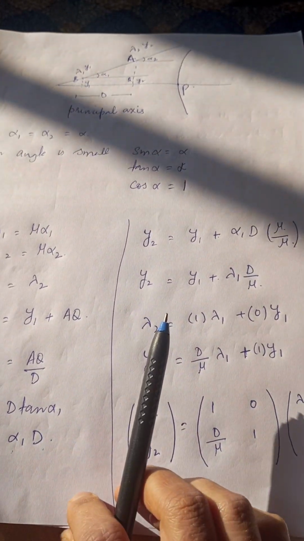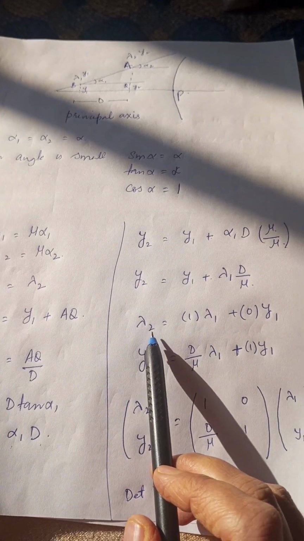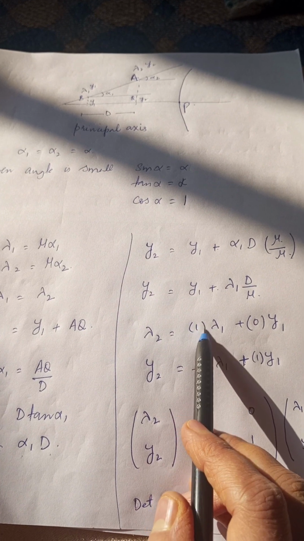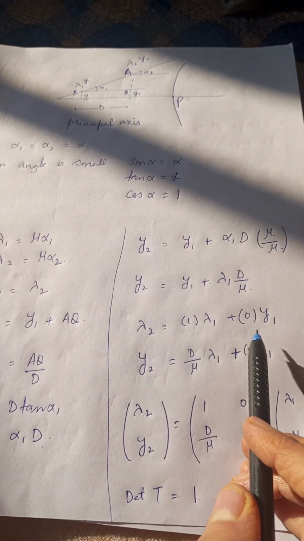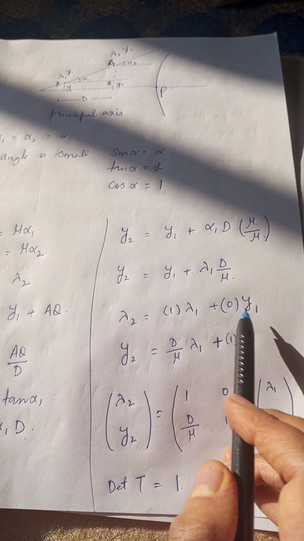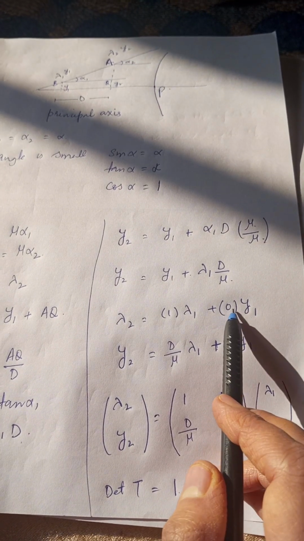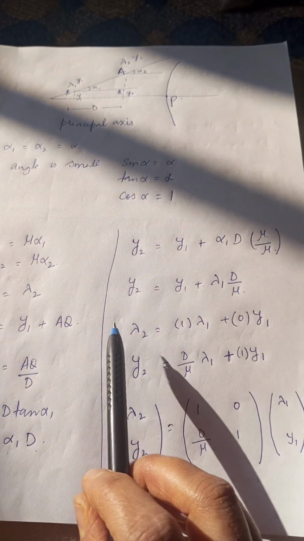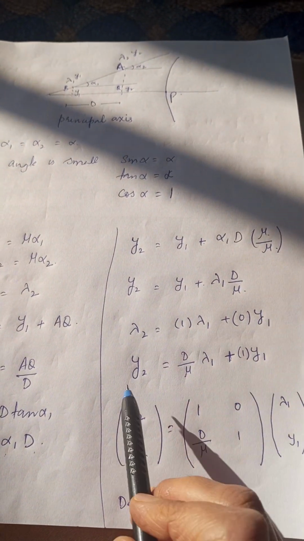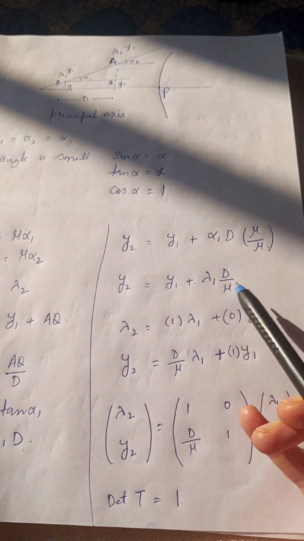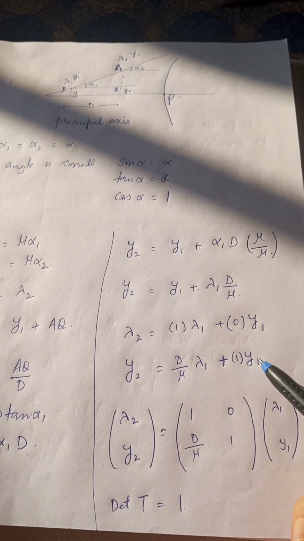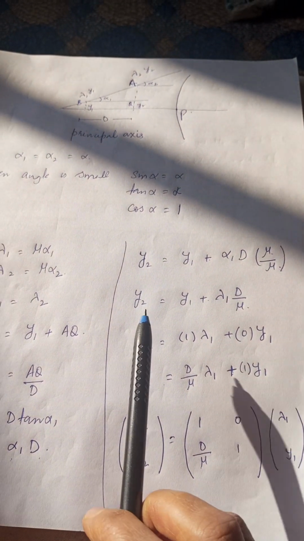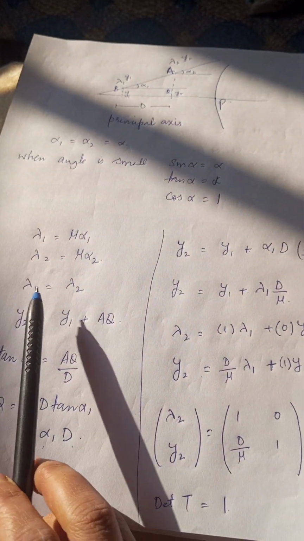Now let me try to arrange these equations. How much is lambda 2? Lambda 2 is simply lambda 1. But I can say that the coefficient of lambda 1 is 1. And if I also want to introduce y1 in this, the coefficient of y1 is 0. y1 into 0 is 0. So lambda 2 is lambda 1. Now if I want to write y2 in this proper manner, what is the coefficient of lambda 1? It is D by mu. And what is the coefficient of y1? It is 1. So I have basically rearranged these two equations, the y2 equation and the lambda 1 equals lambda 2 equation.